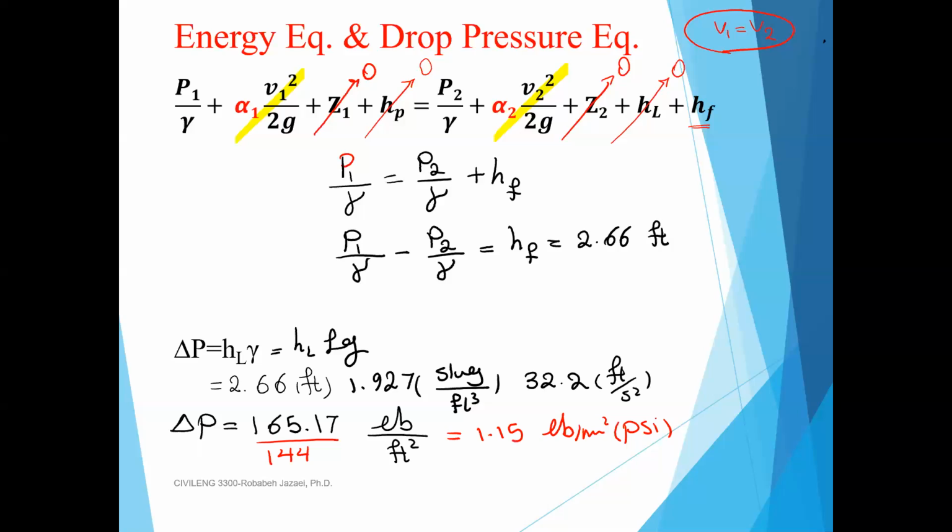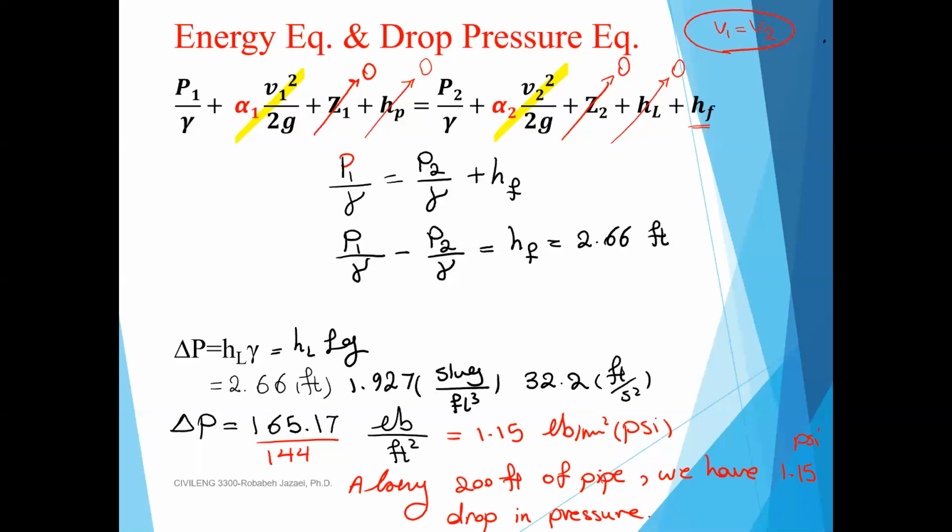What does it mean? It means along 200 feet of pipe, we have about 1.15 psi drop in pressure. The most important thing for us is pressure drop.